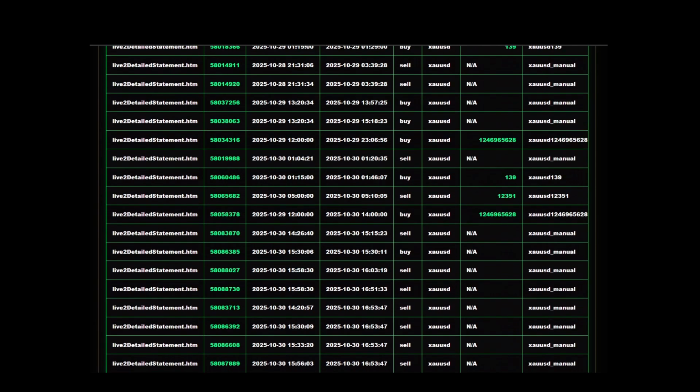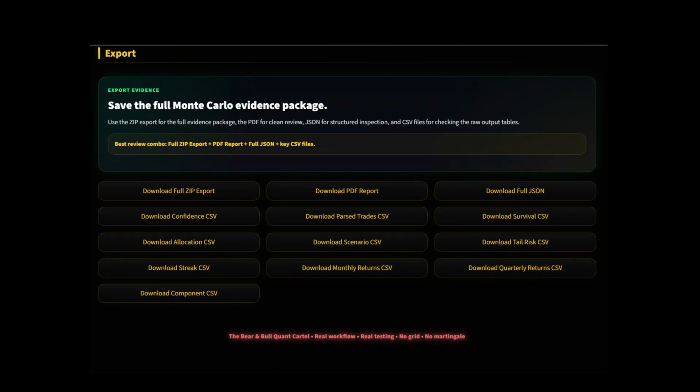Finally, we reach the export section. Here, the full evidence package can be downloaded. The user can export the full ZIP package, the PDF report, the full JSON file, and all key CSV tables. That includes confidence data, parsed trades, survival results, allocation data, scenario output, tail risk, streak data, monthly and quarterly returns, and component results.